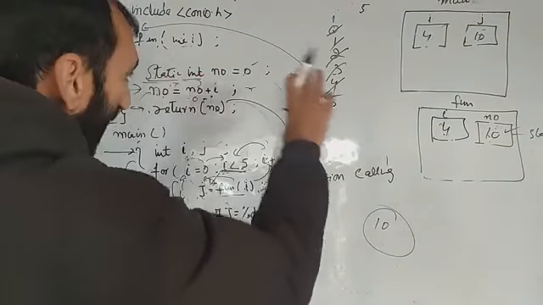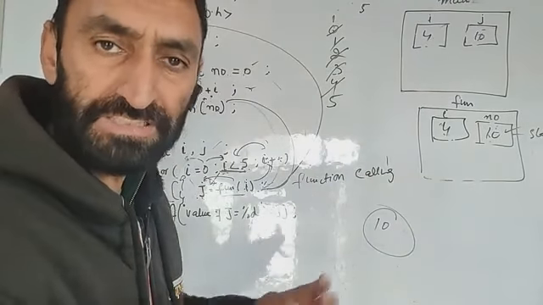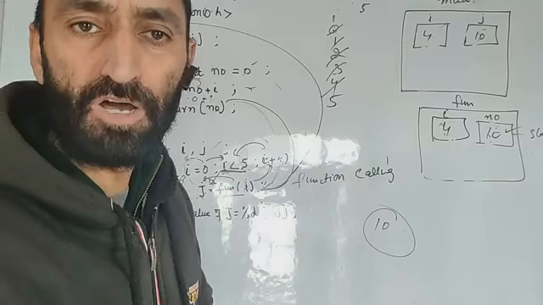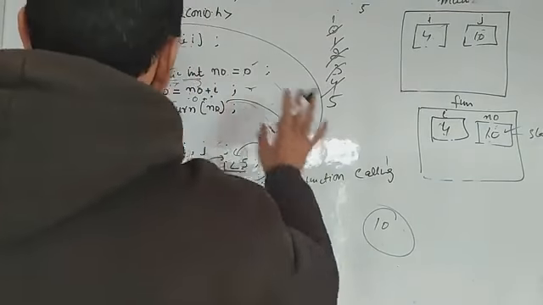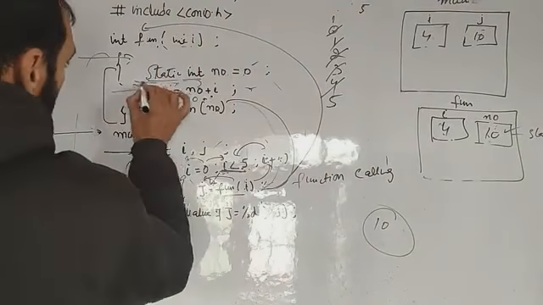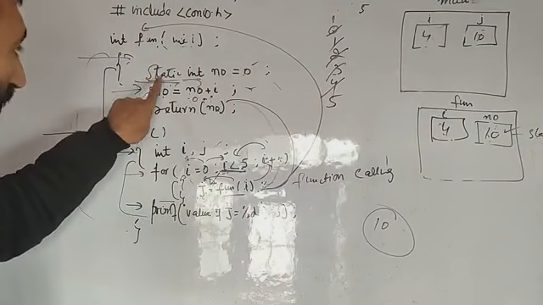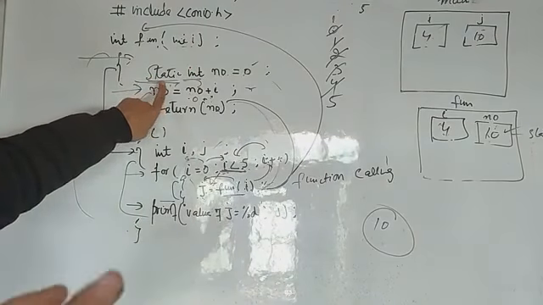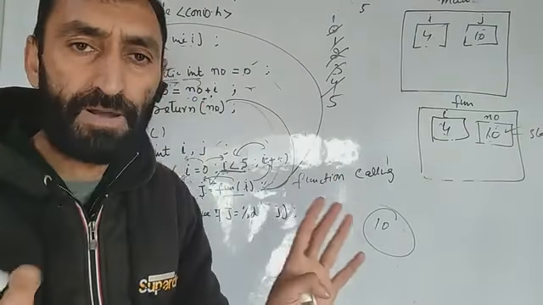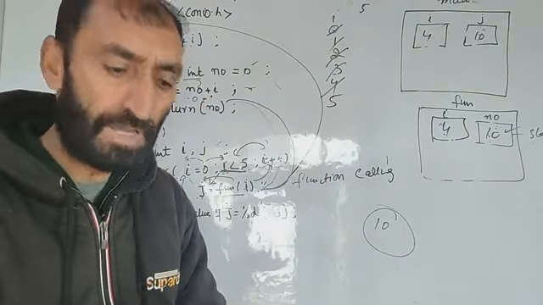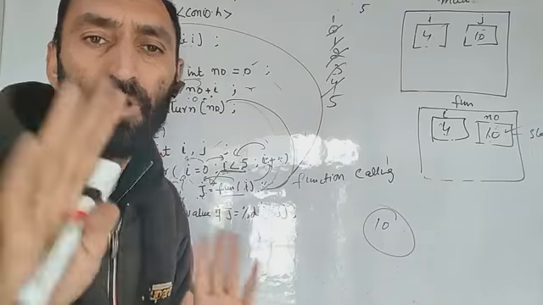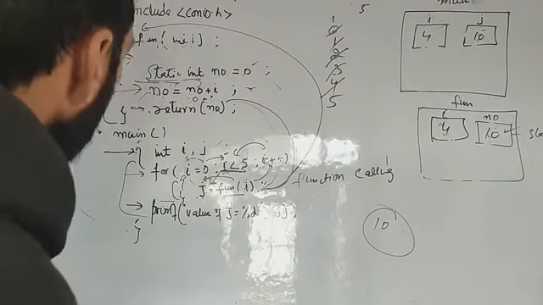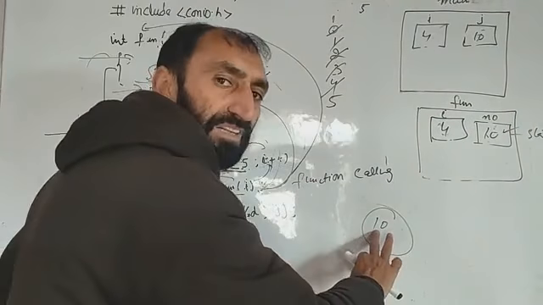But a static variable's memory is allocated once and remains. So this is the working of static. Number 1: the lifetime of a static variable is throughout the program. Number 2: we can initialize a static variable only once. So after the execution of this program, the output would be 10.